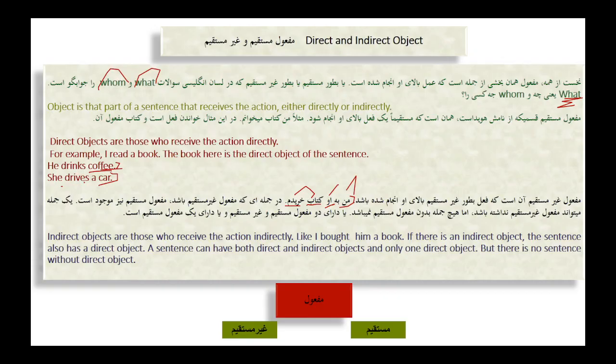Like these sentences. She drives a car. Here it is also a direct object. Here we don't have any indirect object, right? So a sentence can be with or without an indirect object. Let's move on.